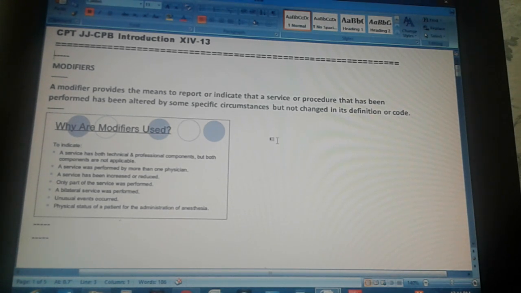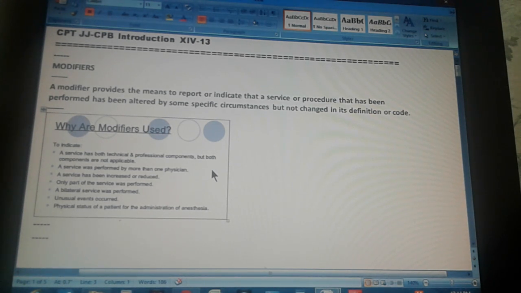And in the table, we have examples of modifiers. For example, a service that has both technical and professional components, but both components are not applicable. A service performed by more than one physician, 2 or 3 physicians, right? A service that has been increased or reduced. It's the same service, but maybe there was a little more extra done. Only part of the service was performed. Bilateral service was performed, which means on both sides of the body. A lot of organs have both sides, the right and the left. So a bilateral service would need a modifier to say that both sides were under the procedure.